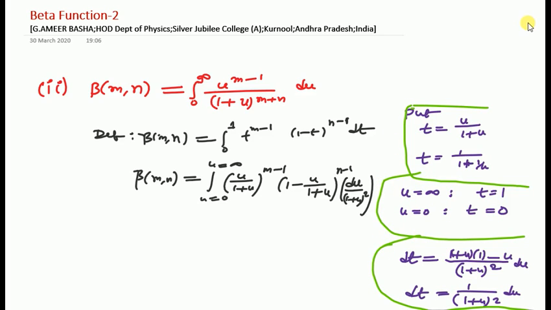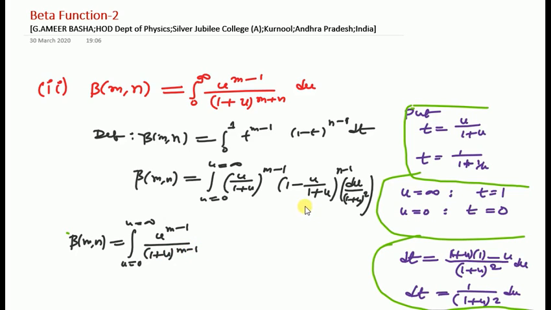Okay, now come to here. So I'll simplify. Beta(m,n) will be equal to, with no changes in the limits, the integral from 0 to infinity of u^(m-1) divided by (1+u)^(m-1) ... you just simplify here.